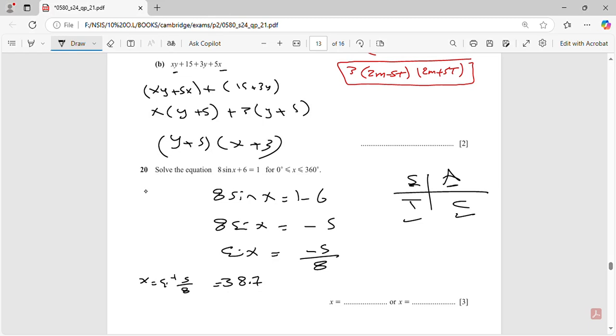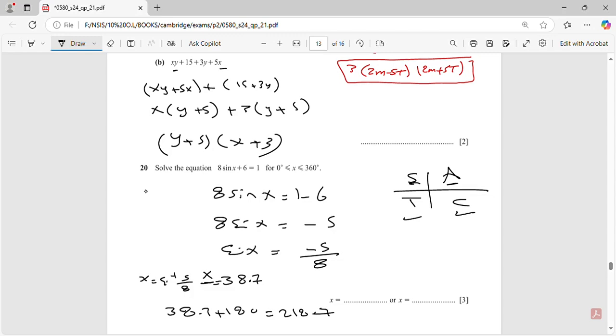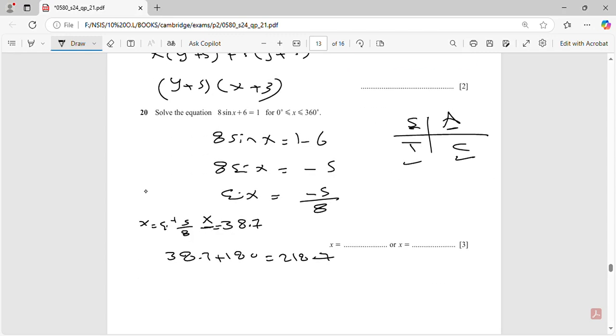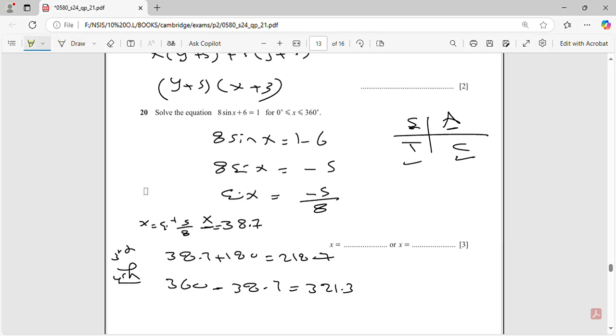38.7. This is the value of the main x, but I'm looking at the third and the fourth. Of course, for the third, it will be plus 180. Perfect. So it will be 38.7 plus 180, which is 218.7. For the fourth, it will be 360 minus 38.7, which is equal to 321.3. So these are the two values he asked me to find out. This is the first one, this is the second one.